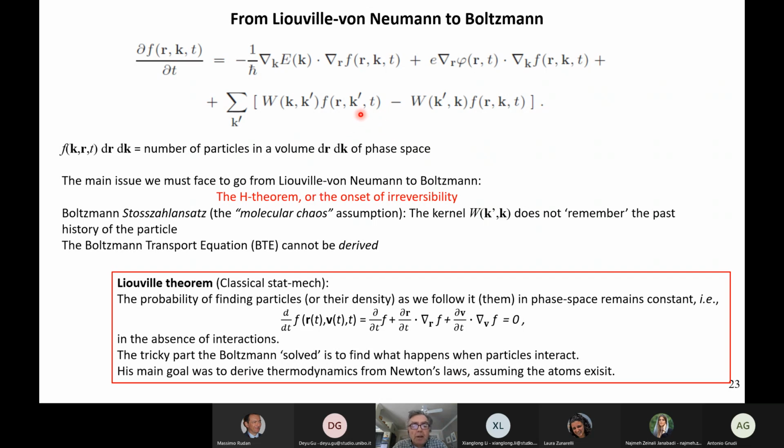What's wrong with it? Clearly, I have a position, a particle at position r. It has some wave vector or velocity, k prime or v prime, and this is the probability it will go into another velocity or another k vector. In and out processes. So perfectly reasonable. The problem is that these objects do not depend on time, do not have any memory of where the particle is coming from.